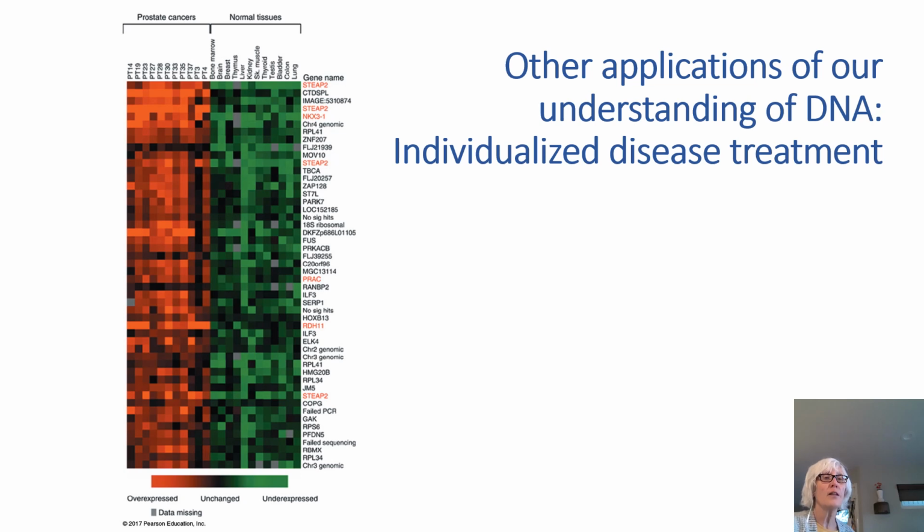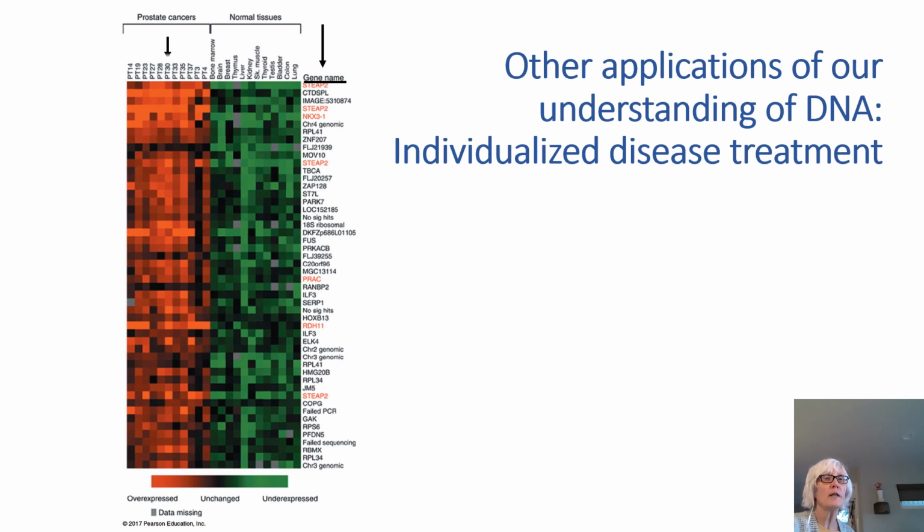Finally, the last application that I'd like to talk about is using DNA to individualize treatment for diseases. What's shown on the left is a gene pattern, and on the right are lists of a number of different genes. The gene pattern that is in normal tissue is shown in green, alongside the expression patterns of those genes in several samples from people with prostate cancer.